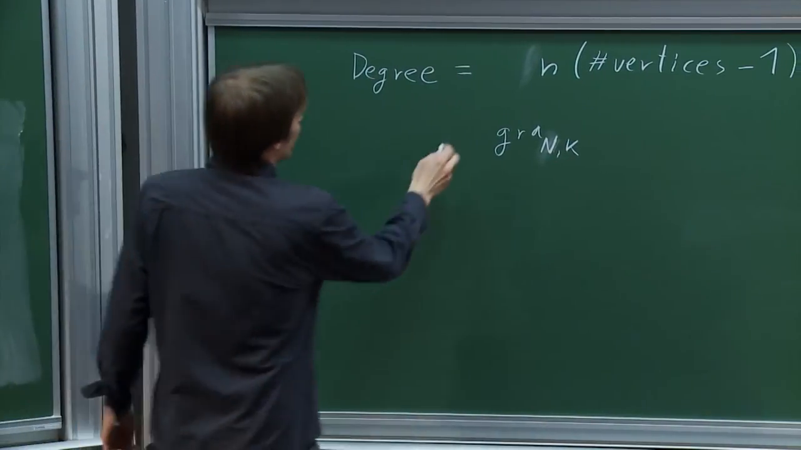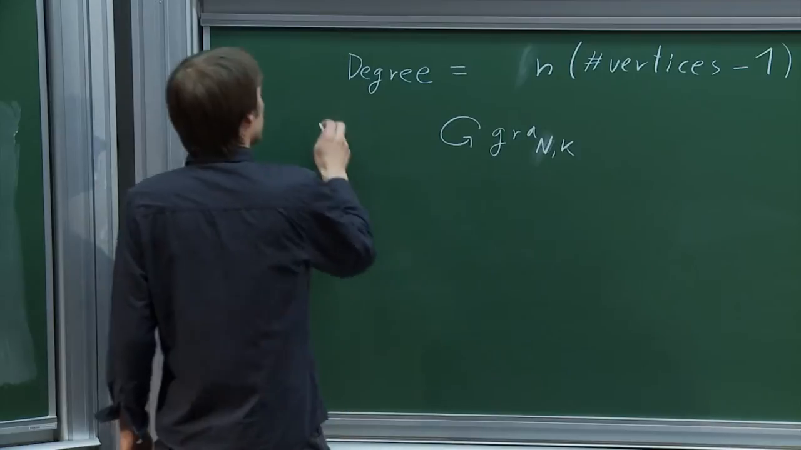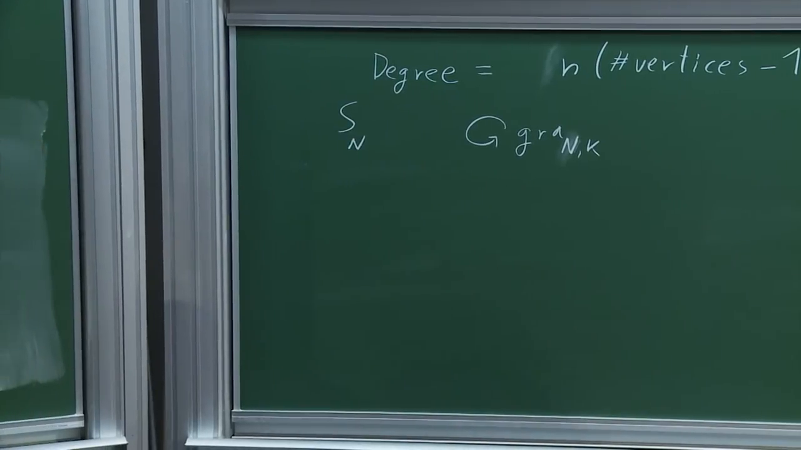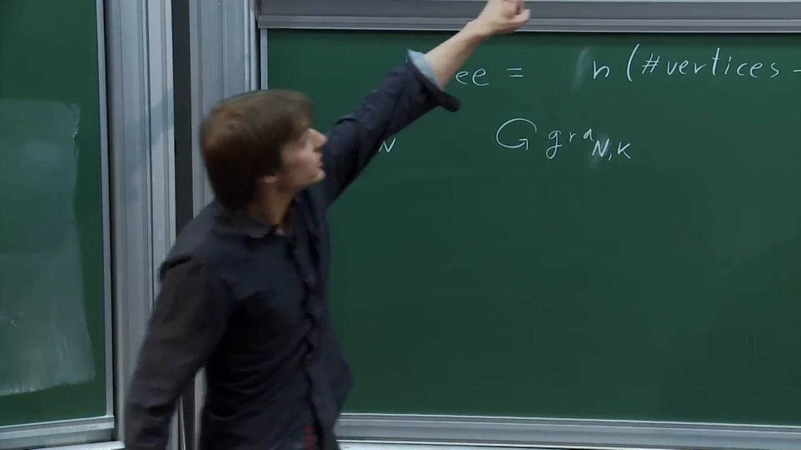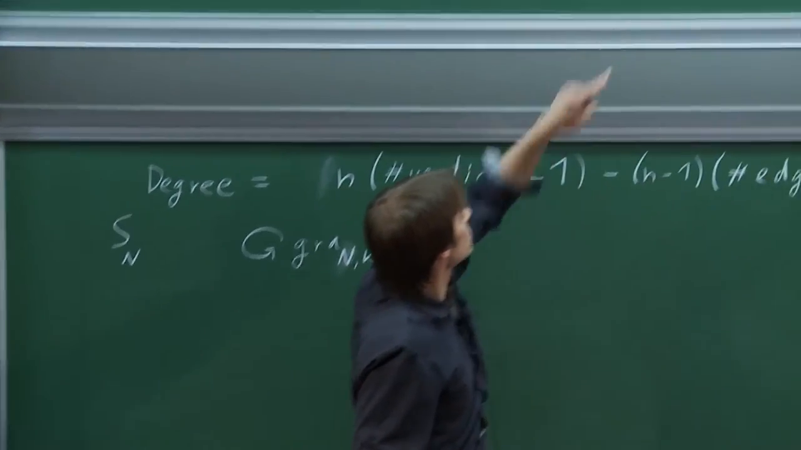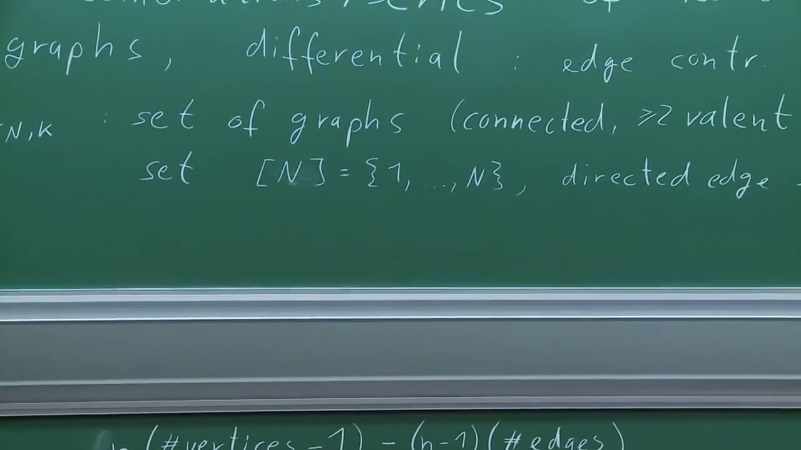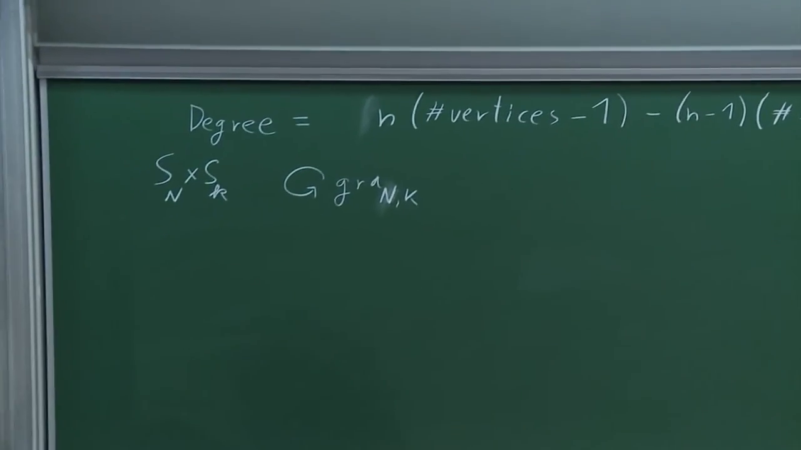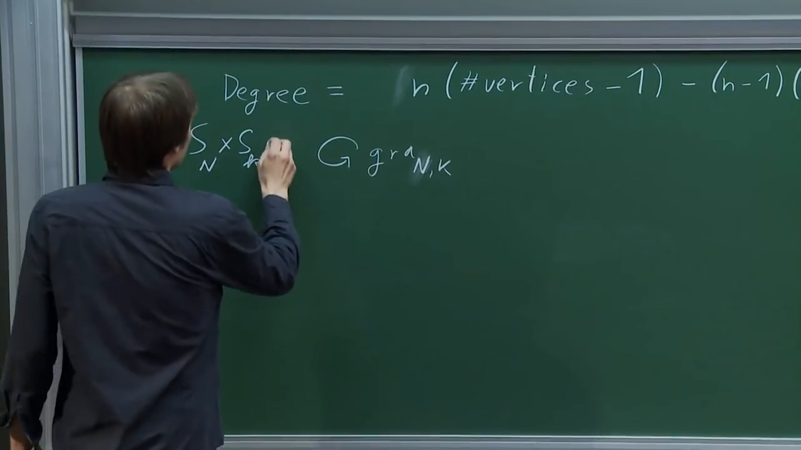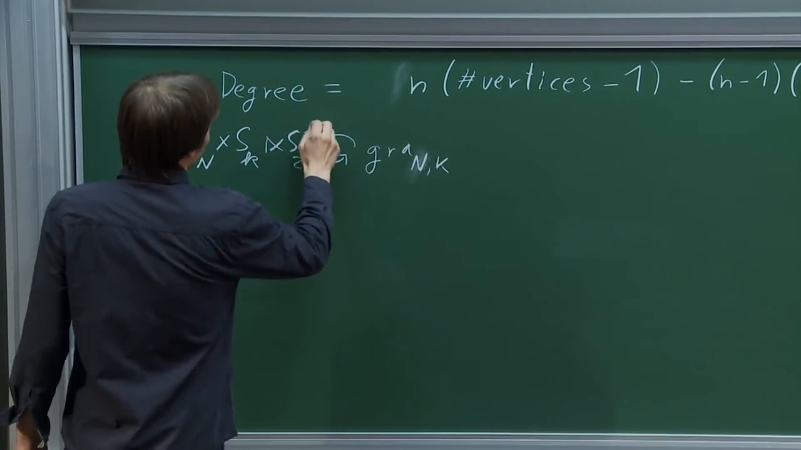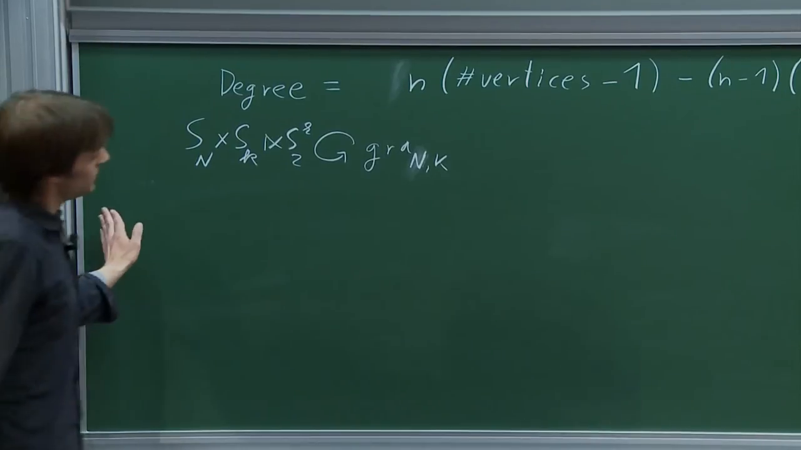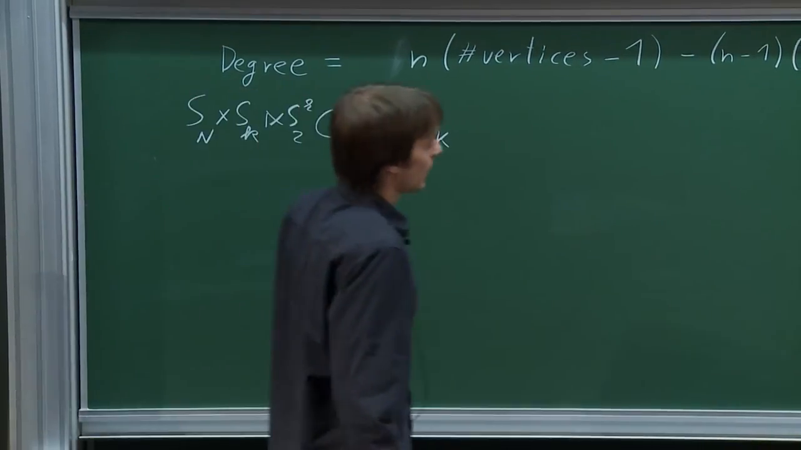So this set of graphs Gra is acted on by some group. So the symmetric group S_N in N letters acts by just permuting the labels on the vertices. Then you have an action of S_k by permuting the labels of the edges, and an action by S_2 to the k by permuting the direction of edges.